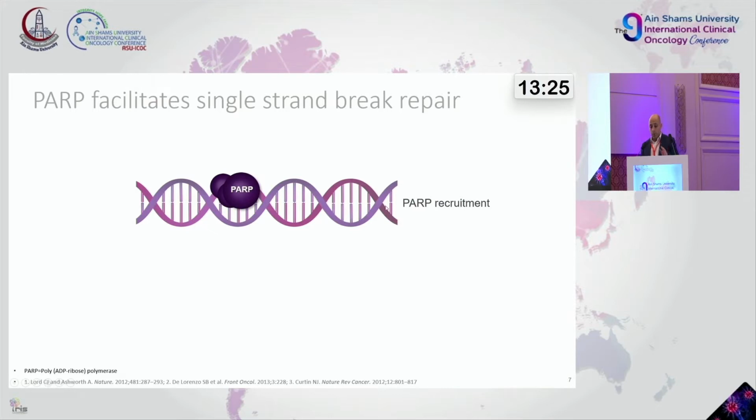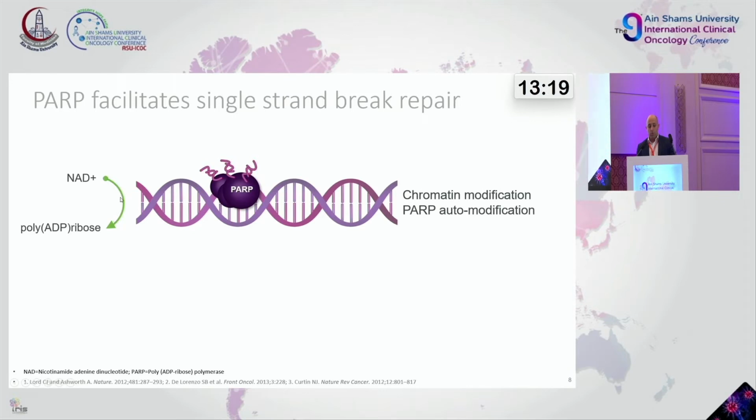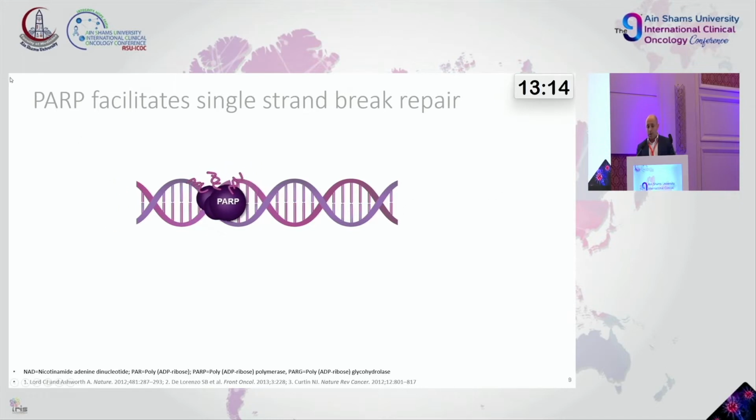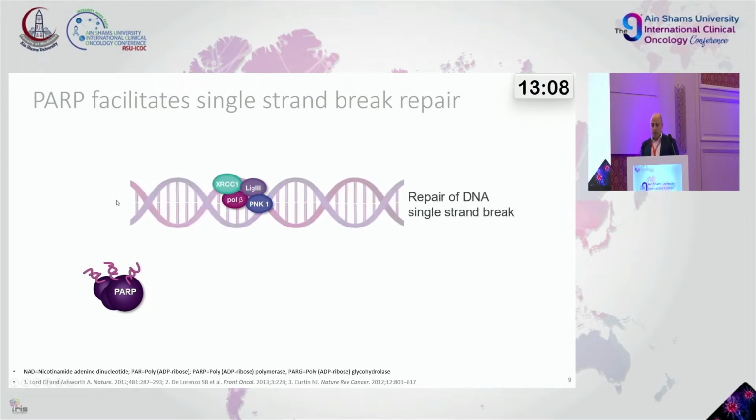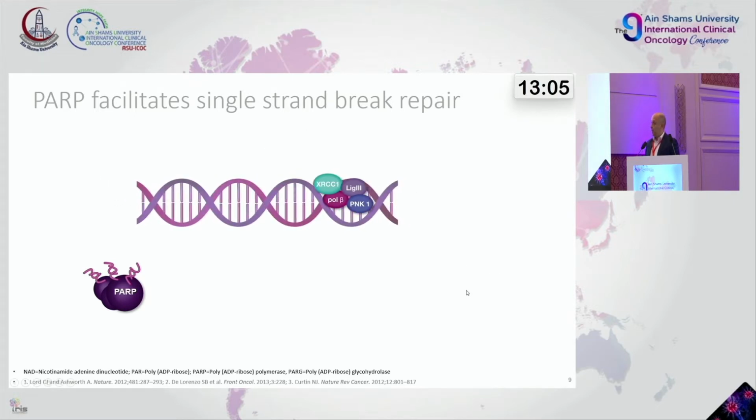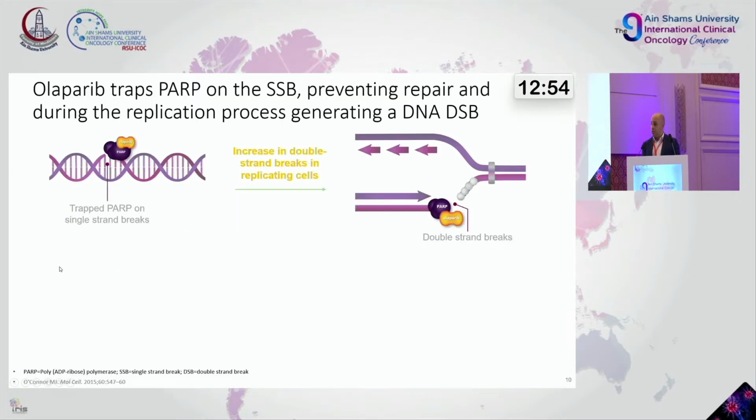To repair the single strand, PARP attaches to the single strand break, leads to NAD positive change to poly ADP ribose, and then brings in more repair mechanisms. Then the DNA is repaired, and we get rid of the PARP. This is the normal mechanism we all have in our body for a single strand break. However, if I can block this repair mechanism and keep the PARP attached to the DNA, it will lead to double strand break, DNA damage, and cell death.